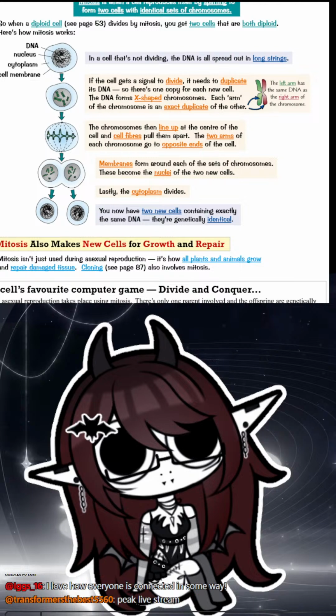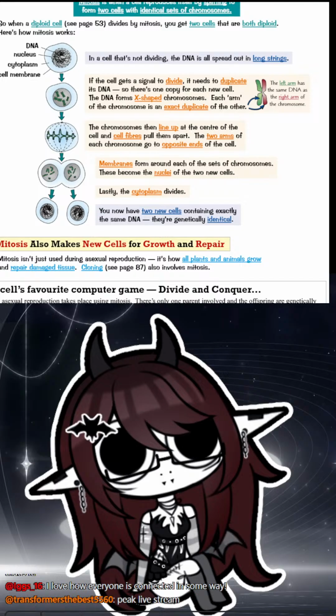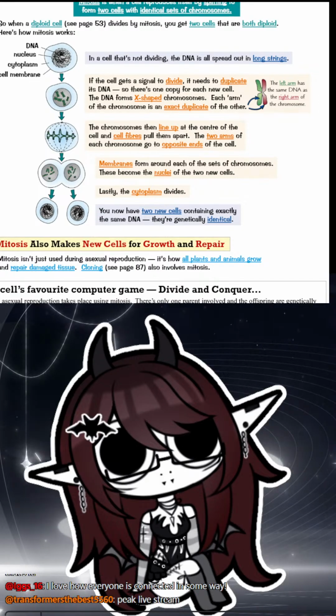Alright, let's try and envision this. So, you have these, and all the green sides will go to the left, and all the red sides will go to the right. And then, next stage, membranes form around each set of the chromosomes. These become the nuclei for the new two cells.